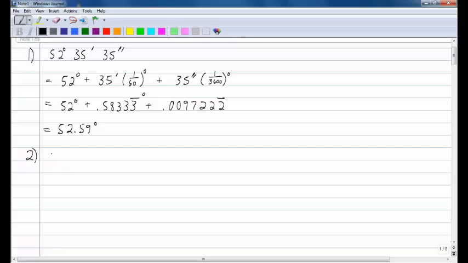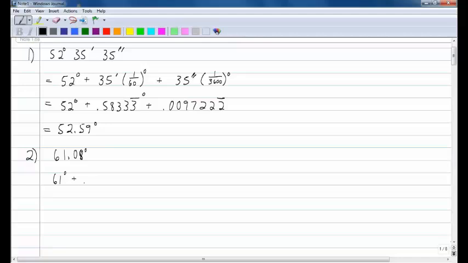Number 2, 61.08 degrees, and the directions say convert the angle to DMS form. So we want to change this over to degrees, minutes, seconds form. Round the answer to the nearest second. So the whole number part here, the 61, that's going to be our degree part. Now we need to take the decimal part and change that over to minutes and seconds.